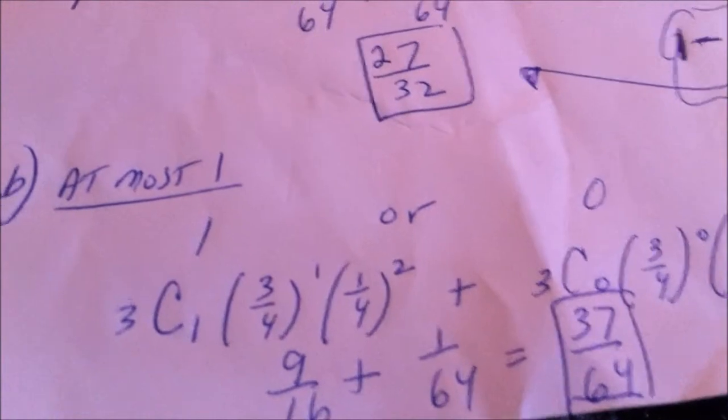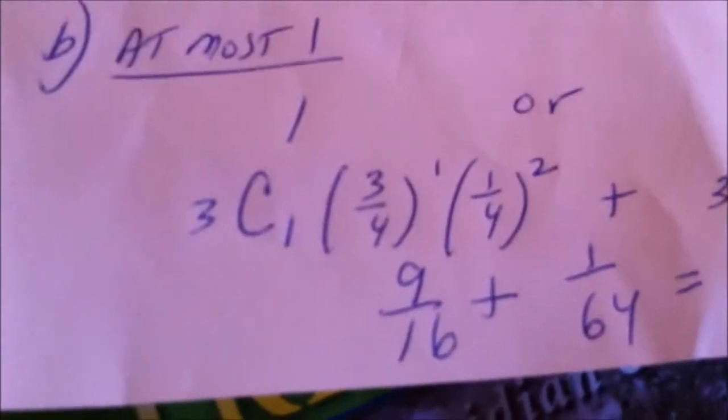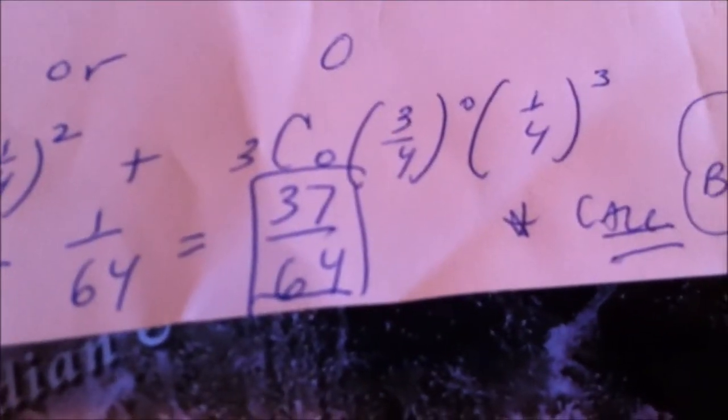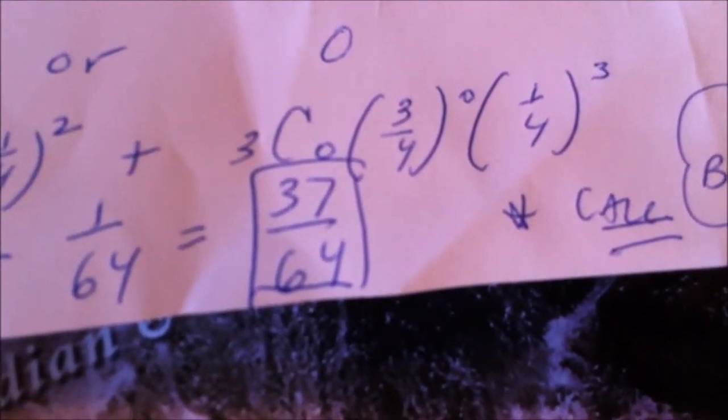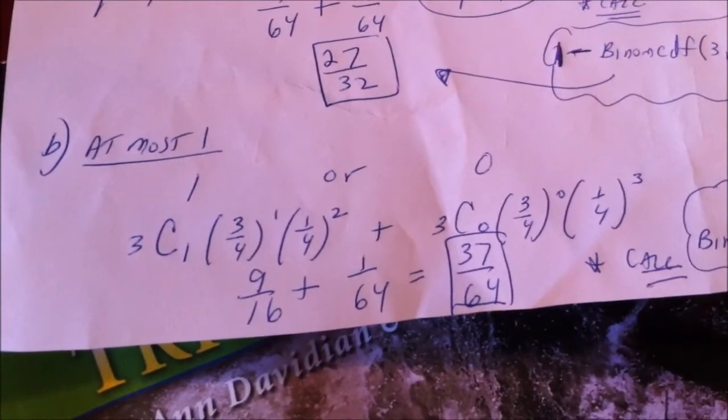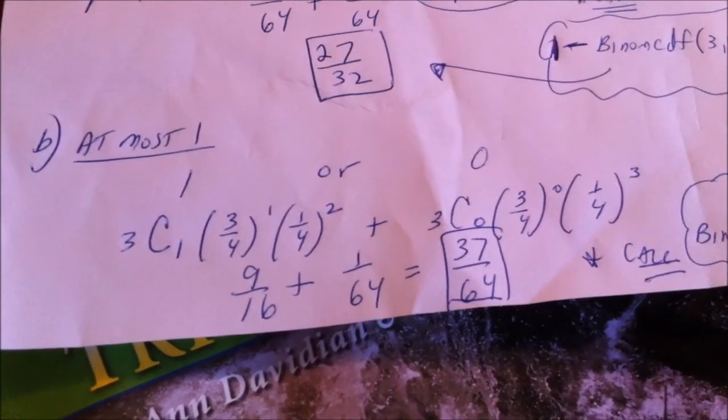Second part, that is an at most case. At most case is 1 or 0. Here is the case for 1. And here is the case for 0. I type them individually into the calculator. Sorry about the background of that book. And I get my 9 over 16 and my 1 over 64, which gives me 37 over 64.